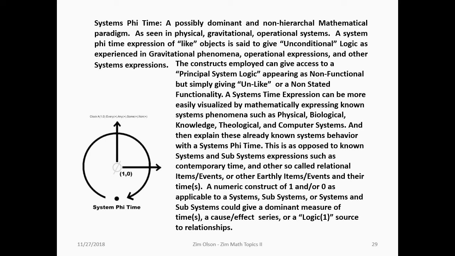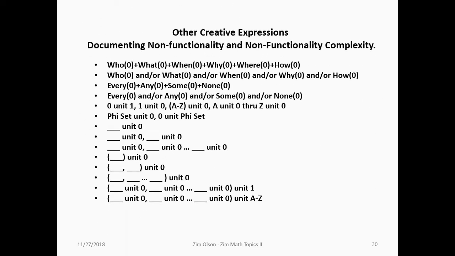A numeric construct of 1 and or 0 is applicable to systems and subsystems, where systems and subsystems could give a dominant measure of times, or a cause-effect series, or a logic one source to relationships. This topic of non-functionality systems is rather overwhelming to some of us. So, complexity is overwhelming to us.